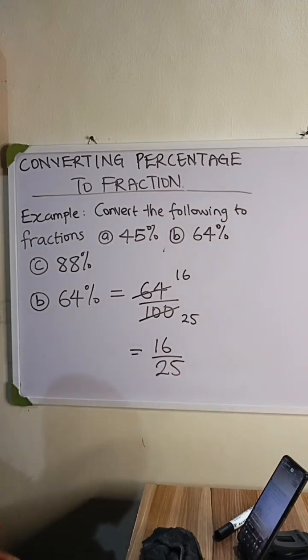Okay. Can someone tell me the answer to C? Does anybody know the answer to C? What will be the answer to C? 22 all over 25. Okay. Is anybody confirming that? 22 over 25, correct?